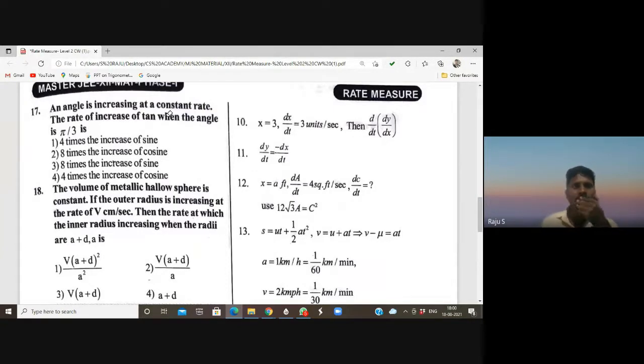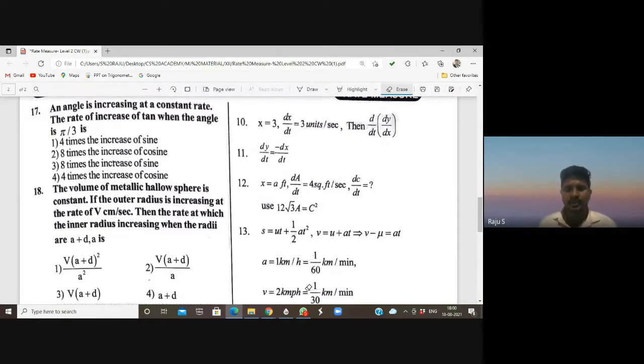Right. Next one is the angle. An angle increases at a constant rate. The rate of increase of tan when the angle is pi by 3, is it 4 times the increase of sine or 8 times the increase of cosine? 8 times the increase of sine. We just need to find that. Yes, students. So what shall we do in this question?